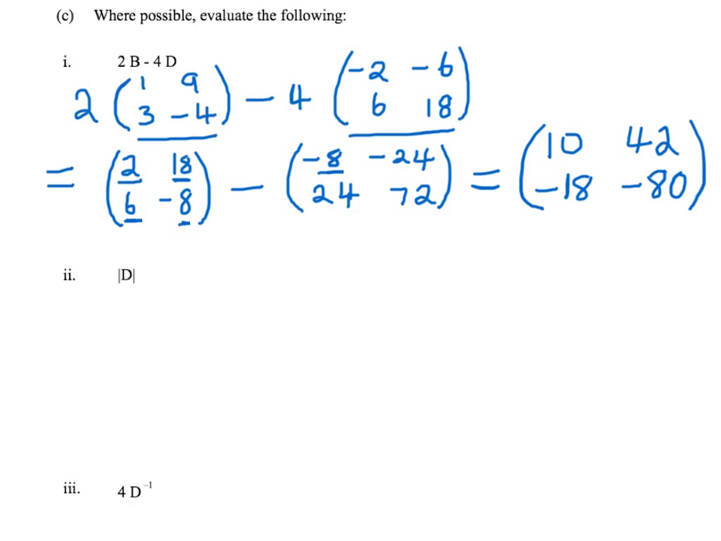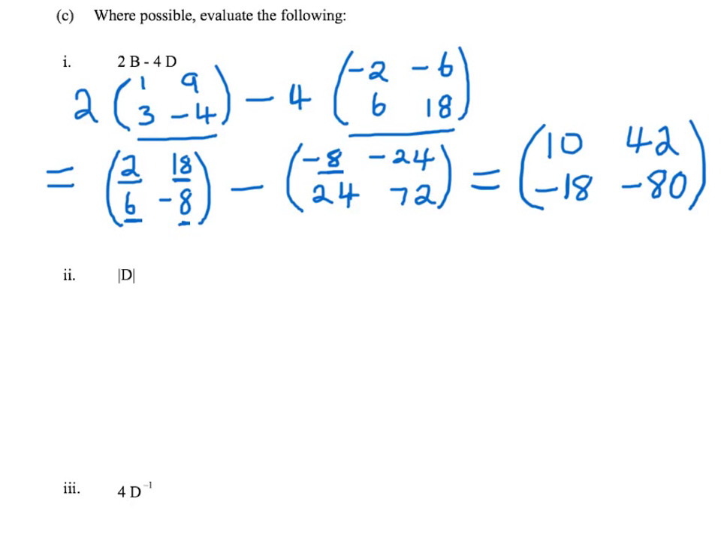So the main thing to remember for this part is that to do addition or subtraction in matrices, the two matrices have to be exactly the same order. In this case, B and D are the same order. They're both 2 by 2 matrices. And when we add or subtract, we just add and subtract the corresponding entries within each of the matrices. Likewise, when we multiply by a fixed number, in this case 2, we multiply each entry in the matrix by 2.